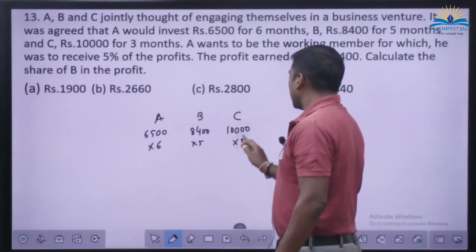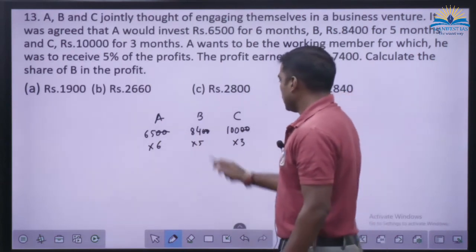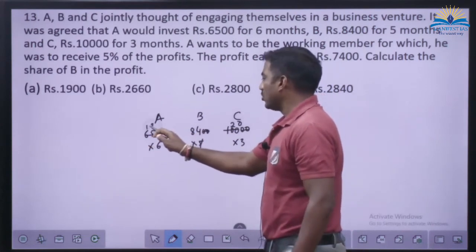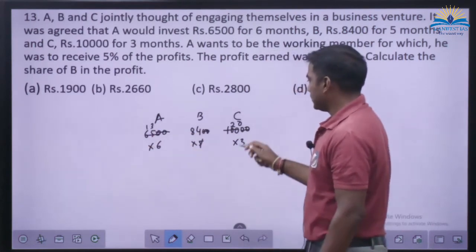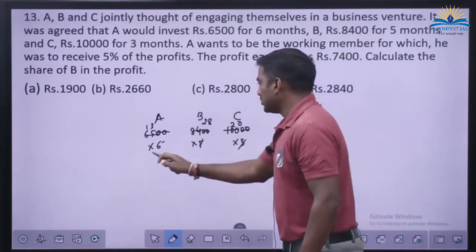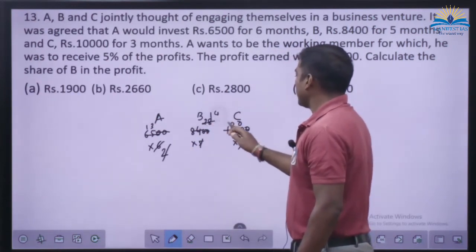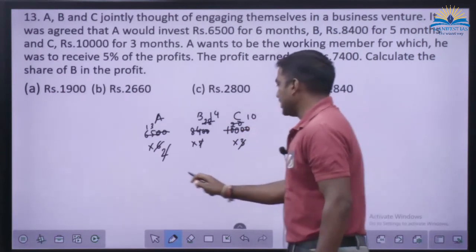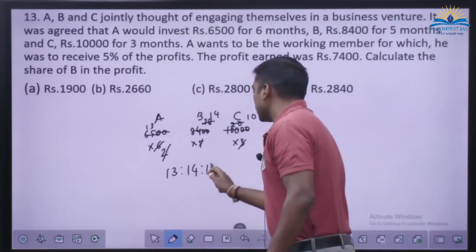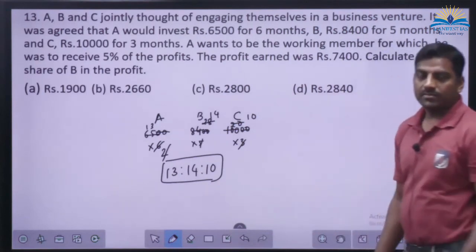3 months. Cancel 00 from each. And try to cancel out. 5 ones are, 5 20s are, and 5 13s are. Be careful while cancelling. Don't cancel only 2 terms, cancel 3 terms. Then 3 ones are, 3 28s are, and 3 2s are. 2 ones are, 2 14s are, and 2 10s are. So finally, the ratio is 13 is to 14 is to 10.